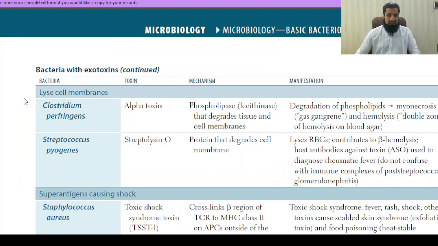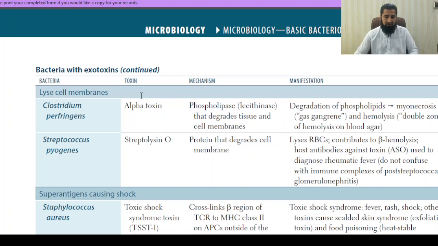And there is another toxin bacteria, lysis cell membrane, Clostridium perfringens. Toxin is alpha toxin and mechanism of phospholipase lecithinase and degrade tissues and cell membranes, and its manifestation as degradations of phospholipids, myonecrosis, which lead to gas gangrenes, and hemolysis. Hemolysis is double zones of hemolysis on blood agars.